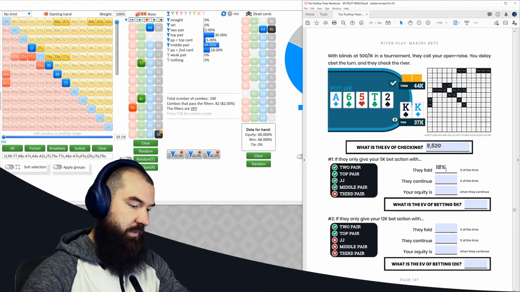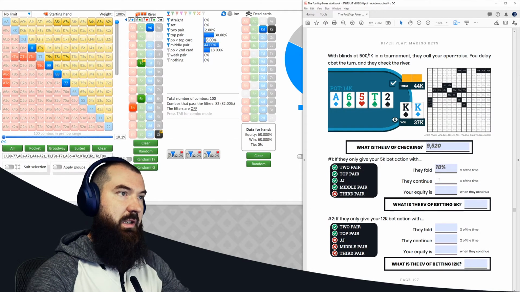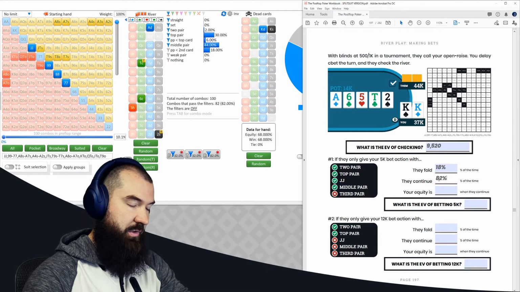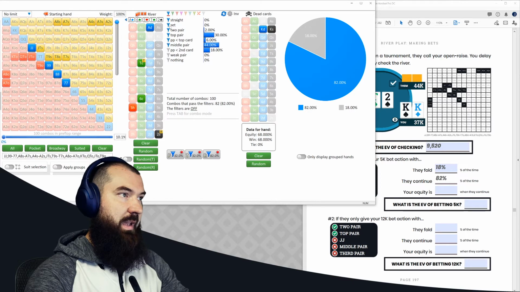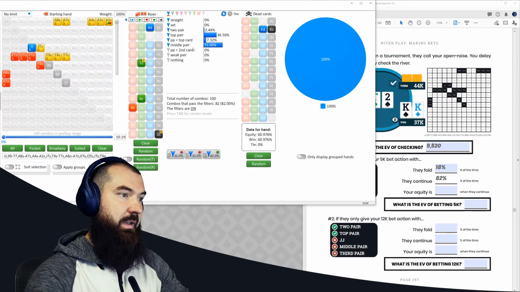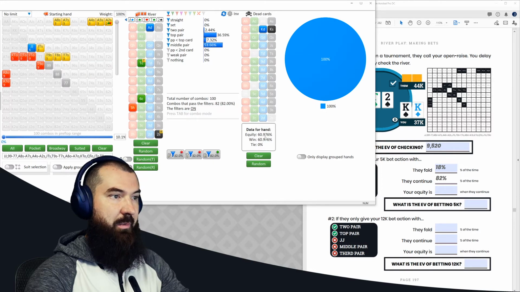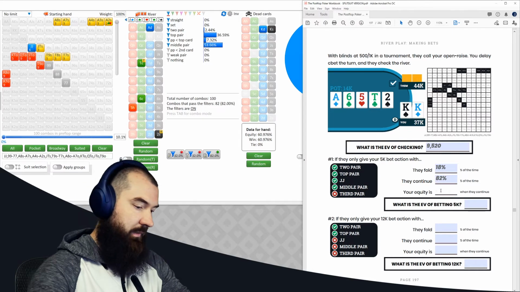So 18% goes right there, which means they're continuing, obviously, the inverse of that, which we just said. And your equity when they continue. So again, we have all of our filtered hands right here in blue. We're going to tick this over to green to lock it in and just factor in what our equity looks like against that. And our equity is going to be 61%.